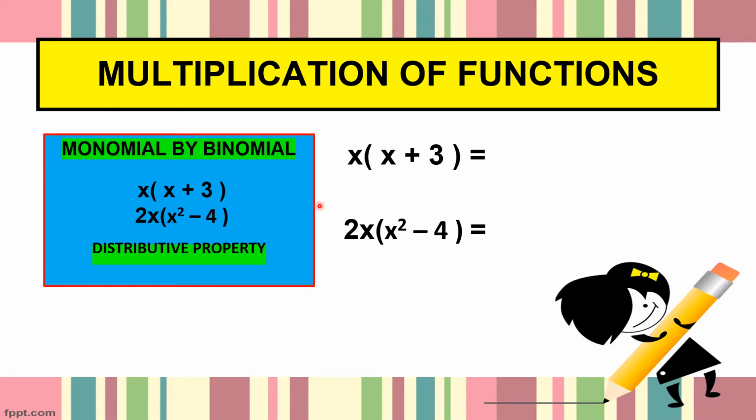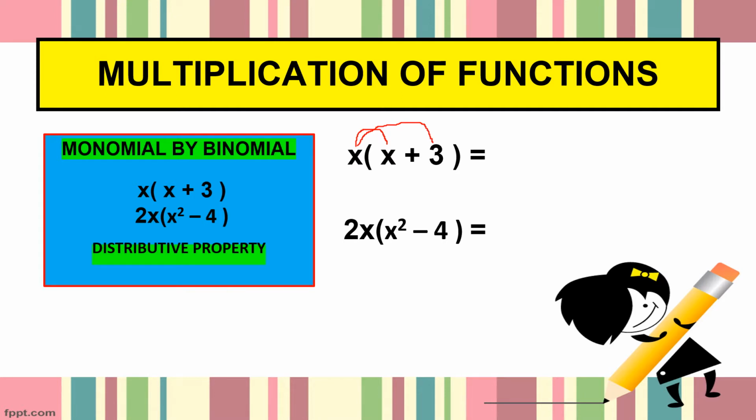Okay, so how are you going to multiply this kind of functions or this kind of problem? You will be using the distributive property of multiplication, or just simply the rainbow method. So let me show you how it is being done. Let's say we have x times the binomial x plus 3. What you're going to do is use the distributive property. Meaning, your monomial term outside should be distributed on the terms inside your parentheses.